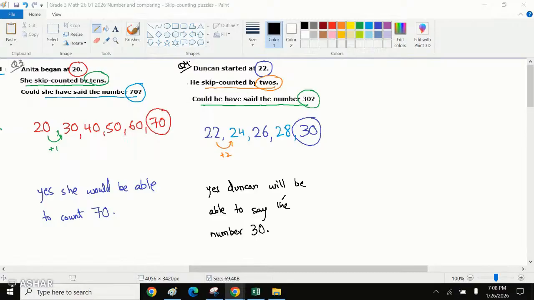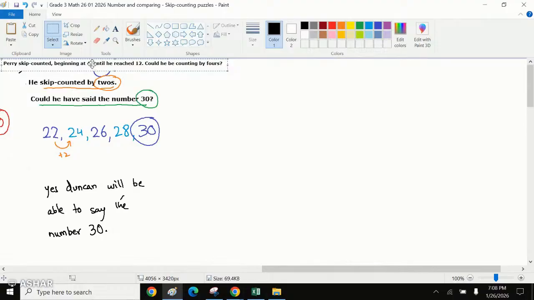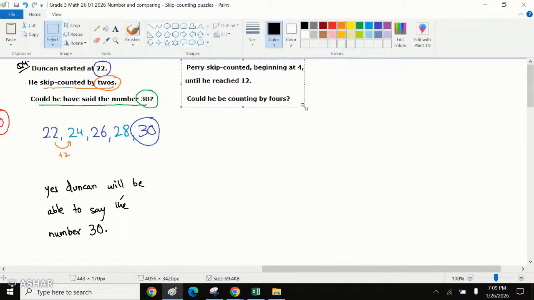Okay, let's see. The next one we have is Perry skip counted beginning at 4, right? She started at 4 until she reached 12. Could he be counting by 4s? What do you suggest?